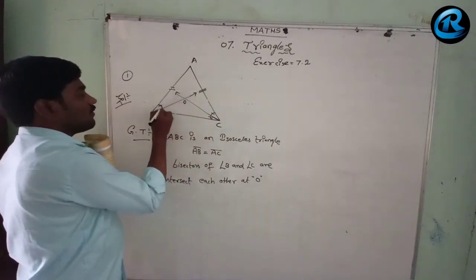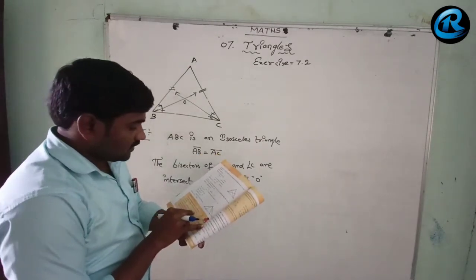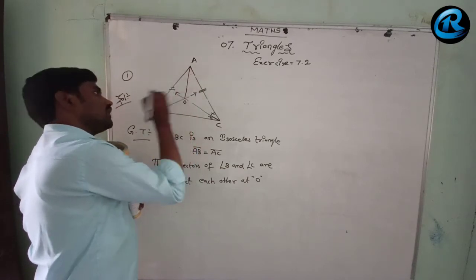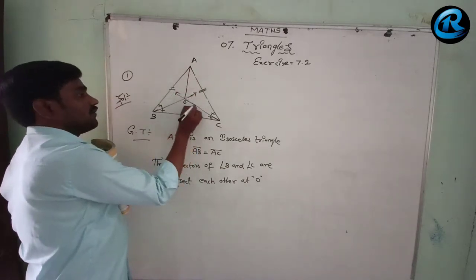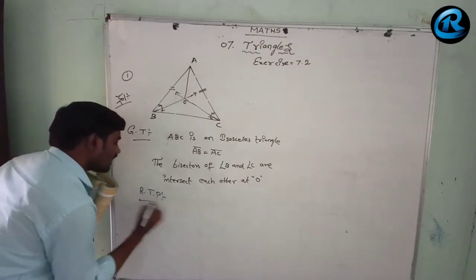They intersect each other at O. So I have written such that, then join AO. We have joined AO now. Let us see what we need to prove now.